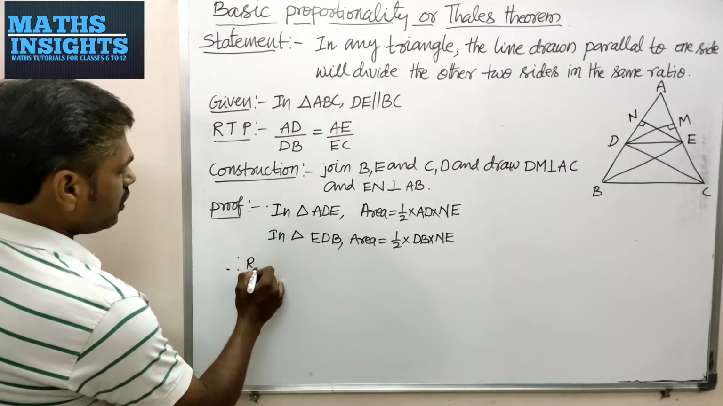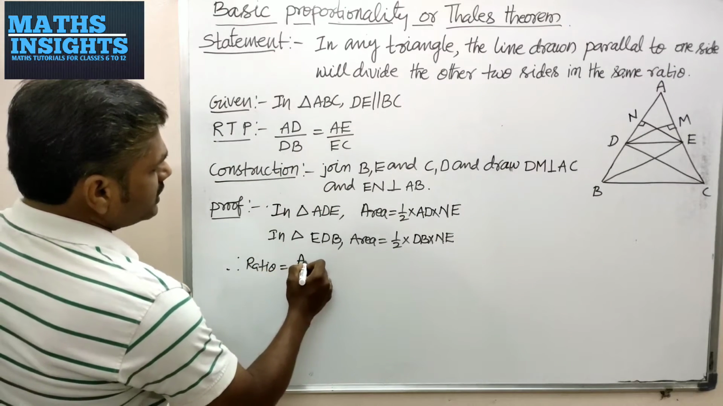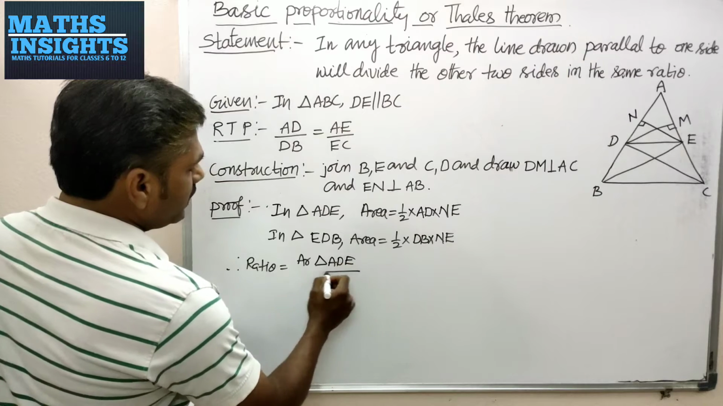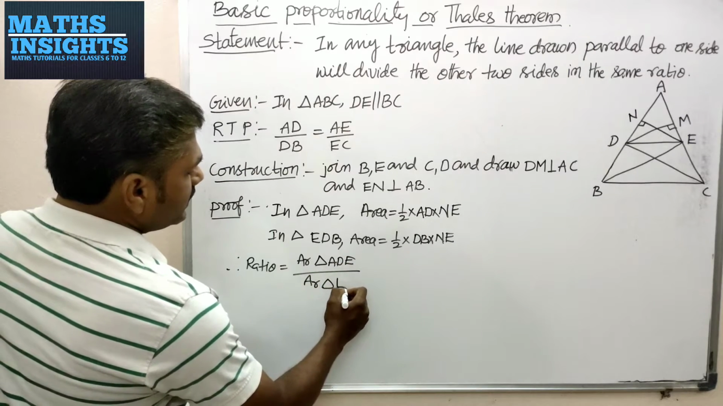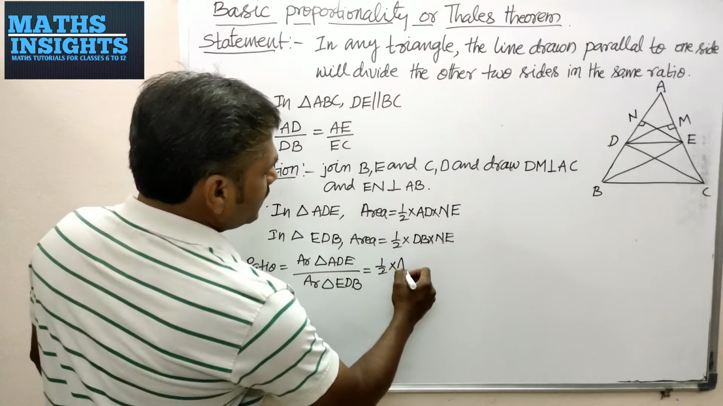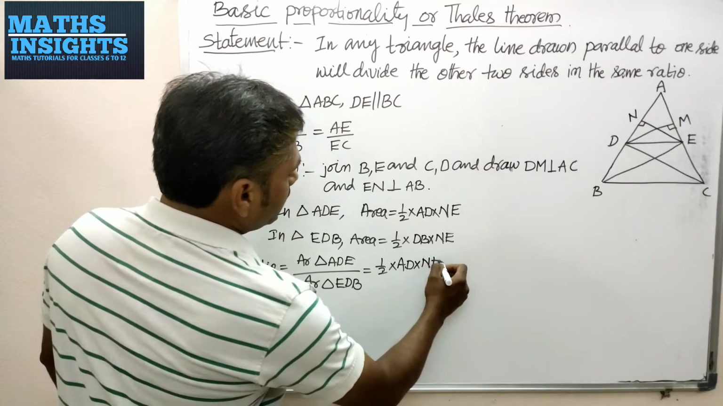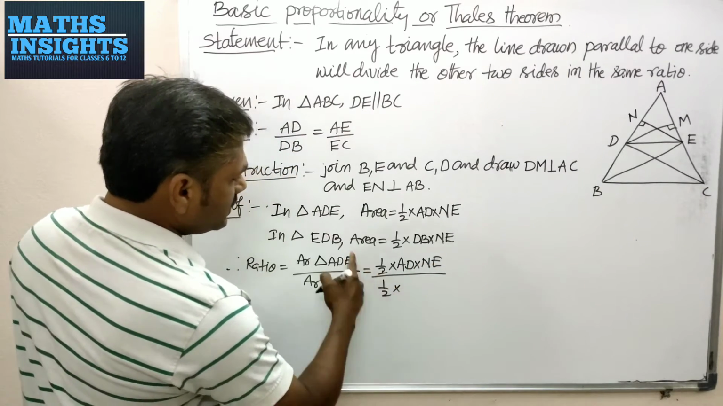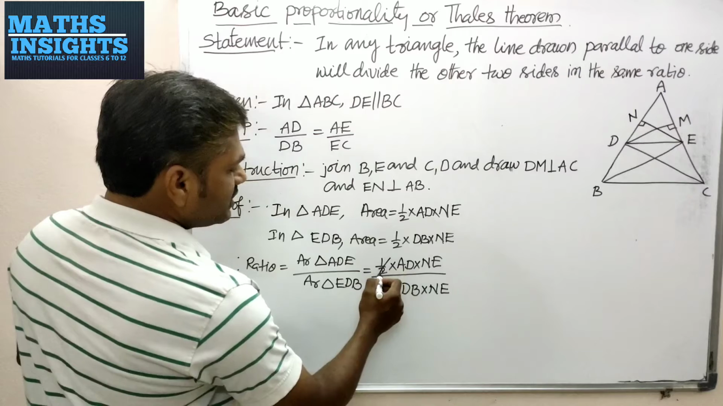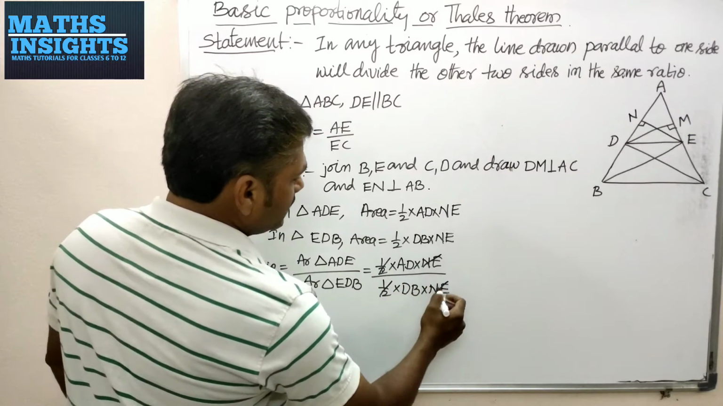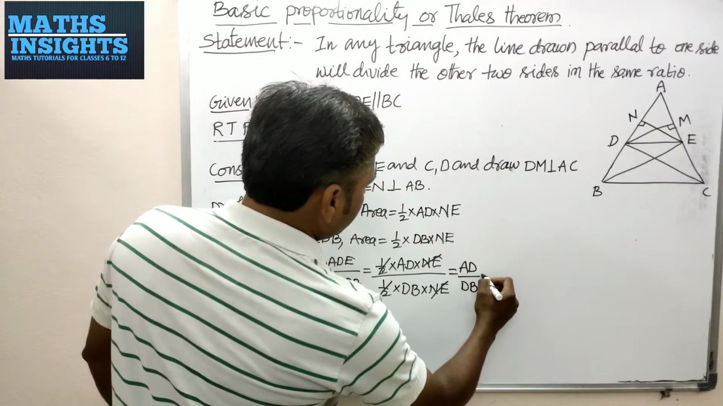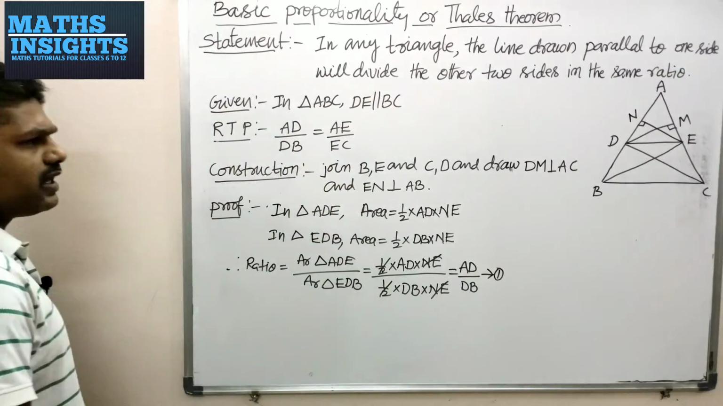So now the ratio is equal to, I am writing AR, meaning area of triangle ADE by area of triangle EDB, that is equal to half into AD into NE by again half into DB into NE. If you cancel half and NE, then you will get AD by DB. Let it be equation number 1.